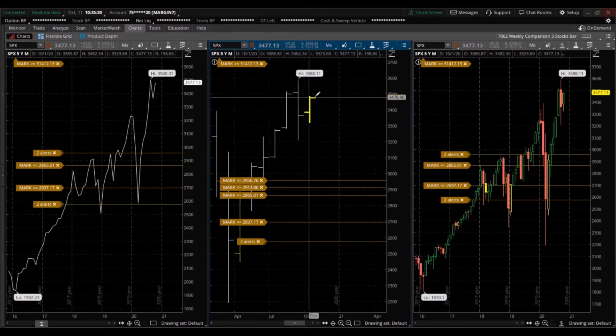And this is the current month, which is not done yet. The current month, again, the tick on the left is where we opened, and the tick on the right is where we're currently trading. And the whole vertical line represents the price levels that traded for this current month.